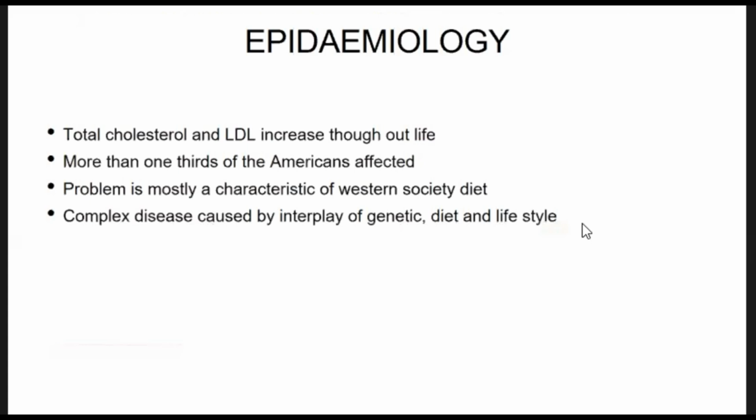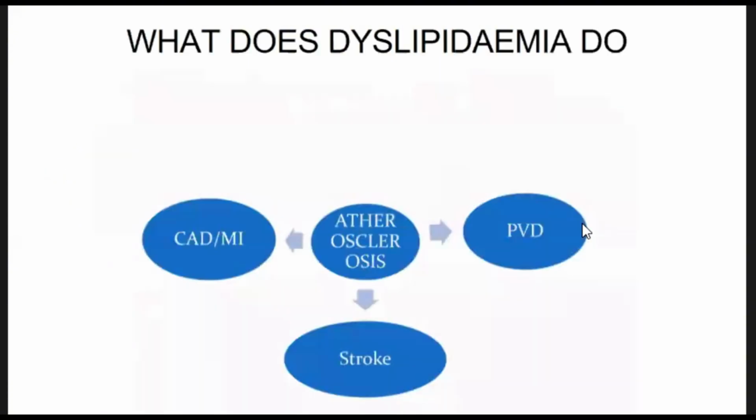It is the total cholesterol. That is one of the important things that we have to know. The total cholesterol and LDL increase throughout life. It accumulates in the body. So as we age, there is cholesterol and LDL deposition in the body. It is a problem, they say, in one third of the Western world. But here, our problem is adapting to Western lifestyle and diet. So that is our problem. It's a complex disease caused by an interplay of genetics, diet and lifestyle. So you can't point out what could be the cause for this. It's a complex disease.